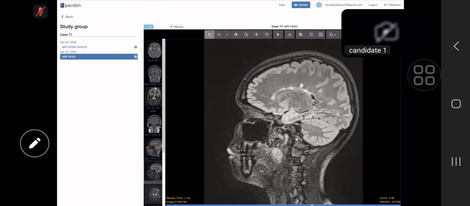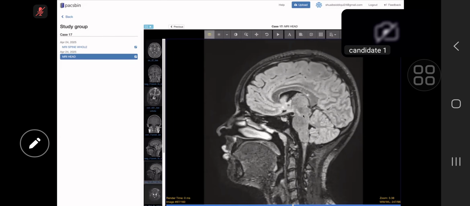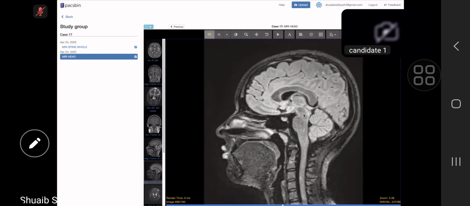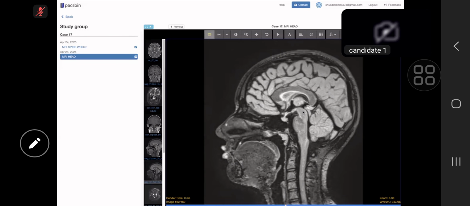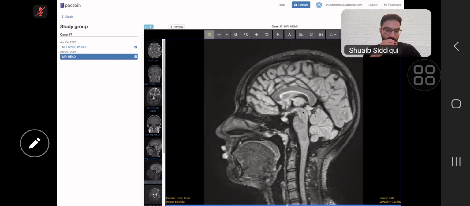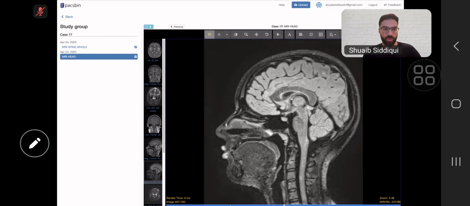Considering these features of headache and these imaging features, I believe that this is a case of demyelination, likely multiple sclerosis. So I would like to see the diffusion weighted images to see if some of them might be restricting. You can open up the diffusion weighted imaging.